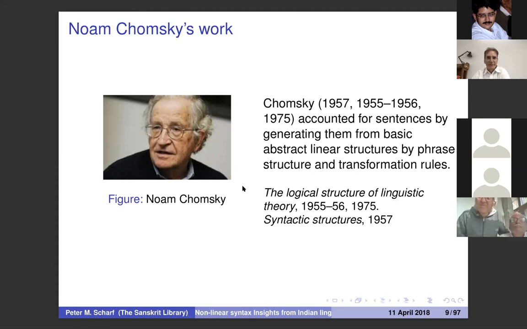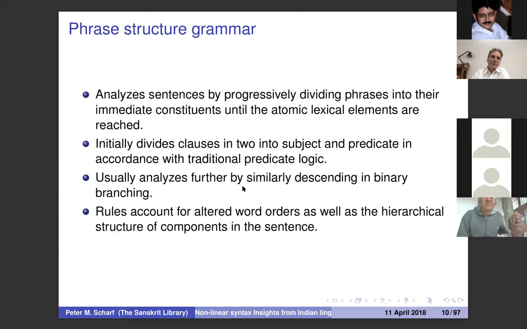of transformational grammar remain. So in phrase structure grammar, one analyzes sentences by progressively dividing phrases into their immediate constituents until atomic lexical units are reached. Initially, one divides them into two, a subject phrase and a predicate. And this is something that accords with traditional predicate logic in the West, and it also accords with the IIAS procedure in India. And then one usually analyzes further by subjecting the parts to division into binary branches. Rules account for altered word orders as well as the hierarchical structure of components in the sentence.